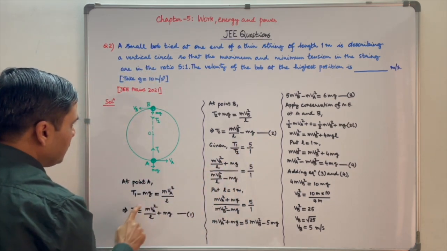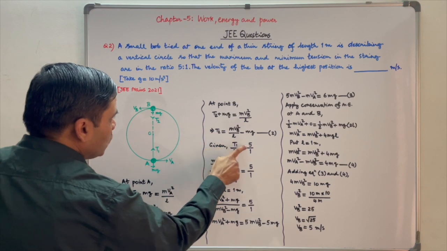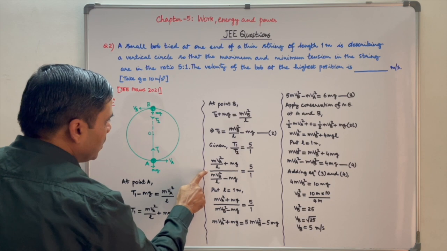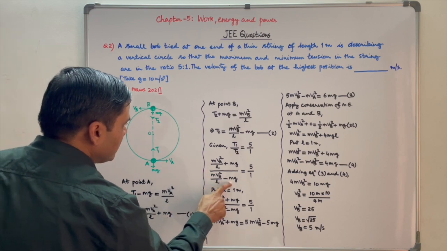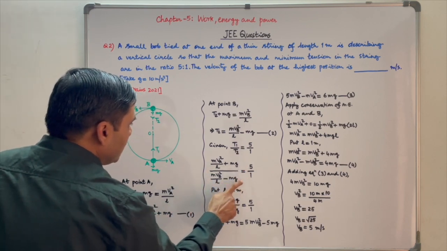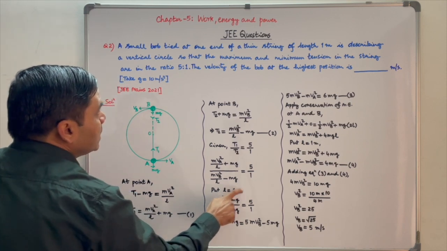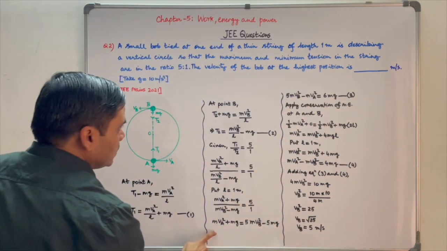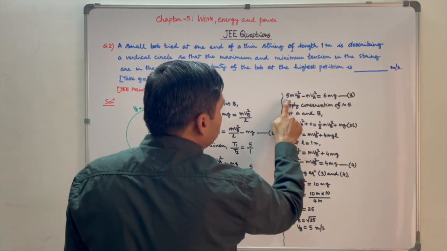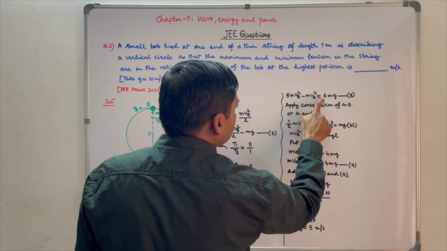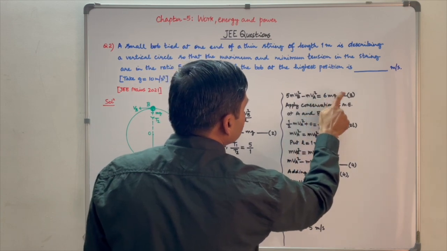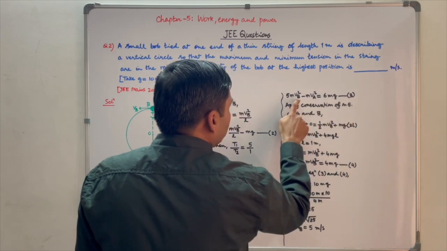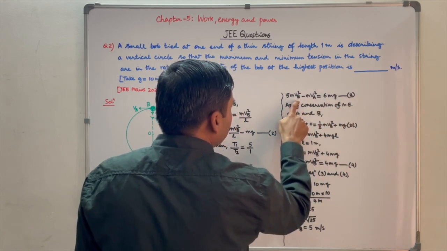Given that T1 by T2 is equal to 5:1. That means mVA square upon L plus mg upon mVB square upon L minus mg is 5:1. Put L is equal to 1 meter. It is given that the length of the string is 1 meter. So this gives 5 mVB square minus mVA square is equal to 6 mg. Suppose this is equation number 3. We have to get the value of VB. That means we need one more equation.